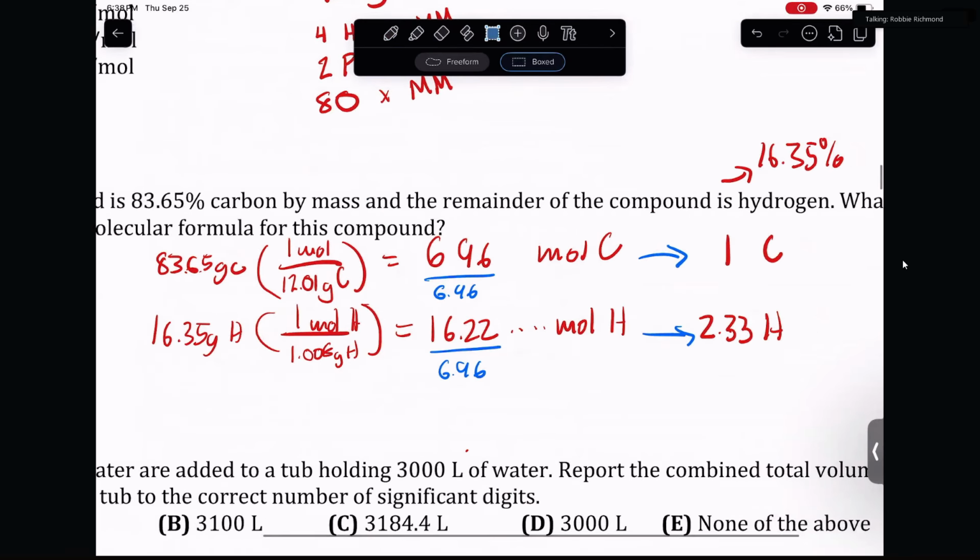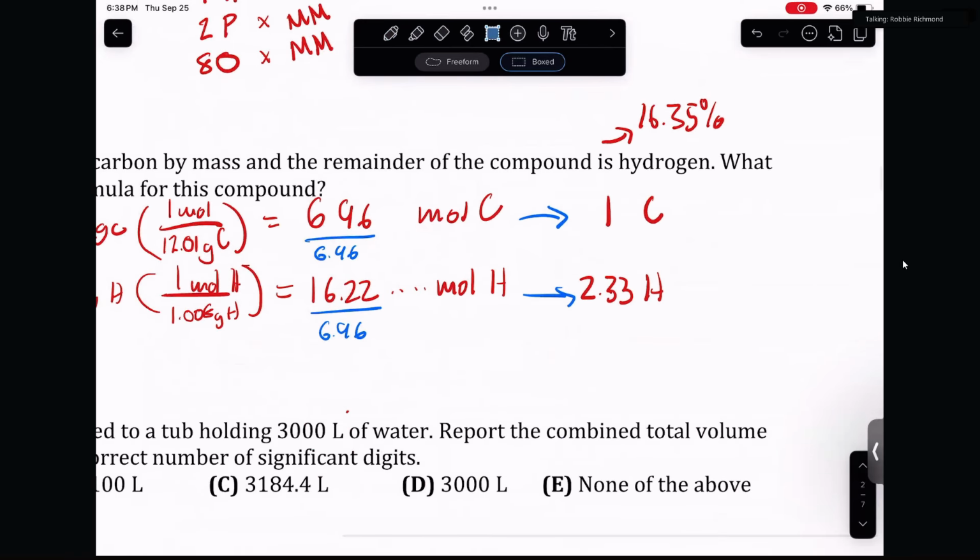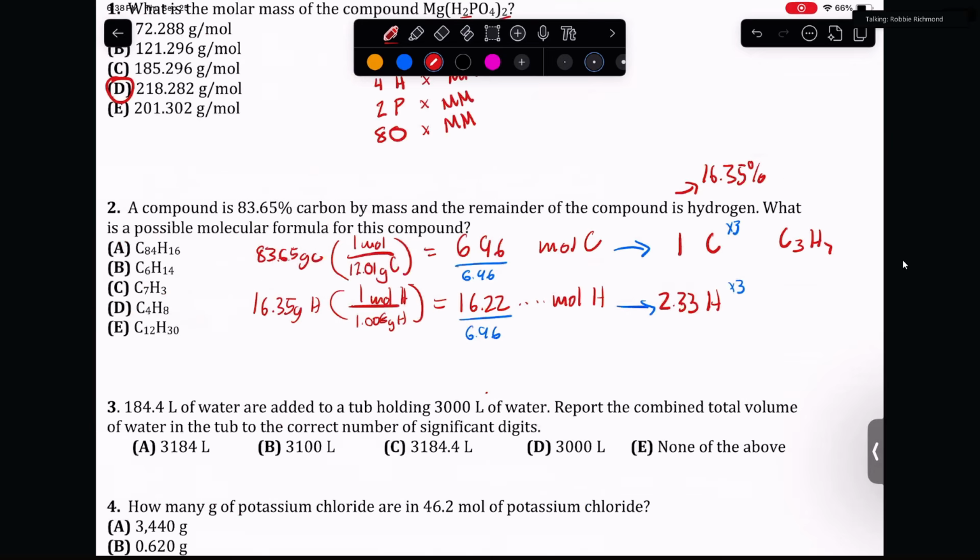Same steps follow, just don't flip it like I did. All right. To solve this issue, we wouldn't write CH2.33. We would just multiply everything by a factor. In this case, we would multiply everything by 3. So in reality, we would have C3H2.33 times 3. That would be 7. Okay, let's see if we have an answer choice of that.